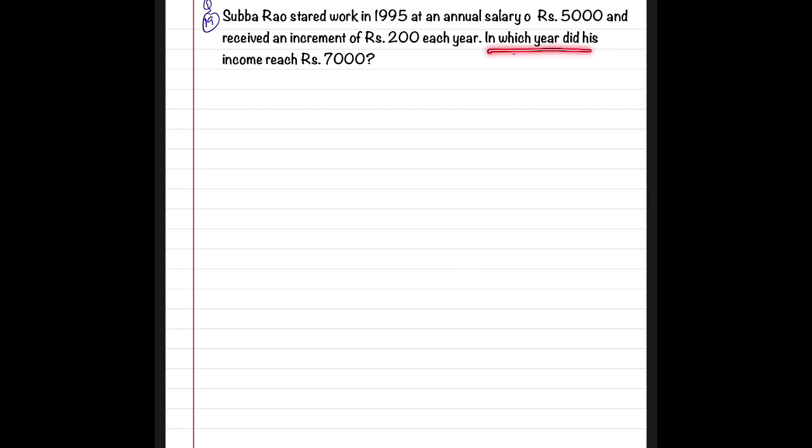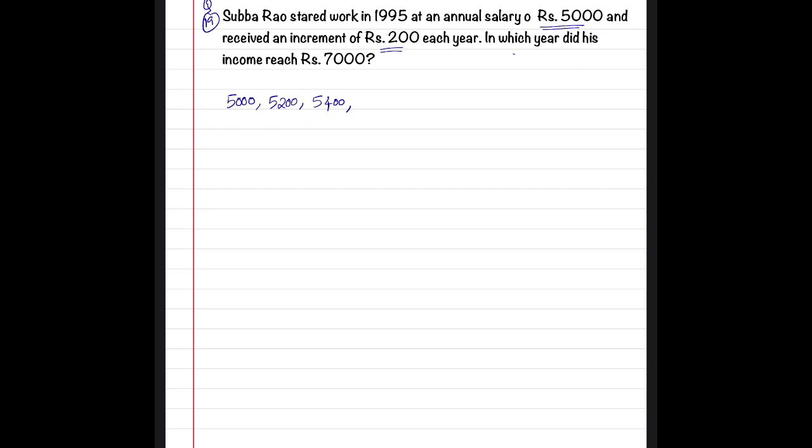In which year does his income reach 7,000? The question is asking in which year his income reaches 7,000. Annual salary is 5,000 and he gets an increment of 200. The first term is 5,000, the second term is an increment of 200, so the third term is an increment of 200 again. So every year the increment is 200, the common difference D is 200.